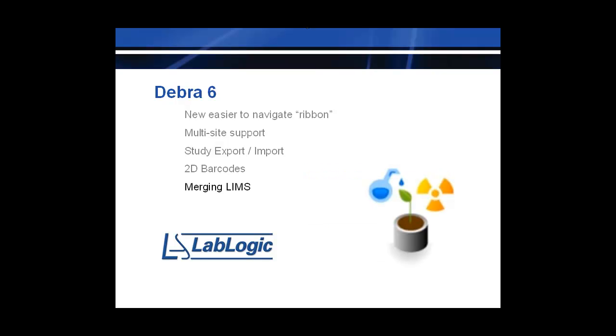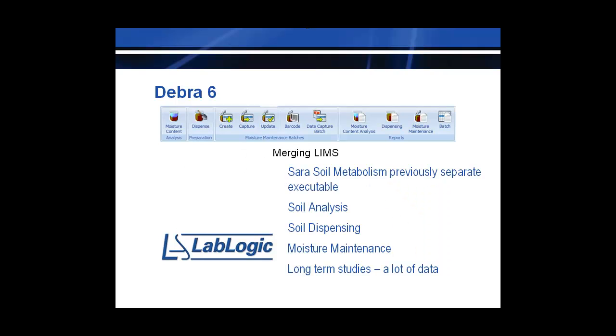Debra 6 merges the functionality of Sarah, our soil metabolism LIMS, into a single application. This is particularly useful for contract laboratories offering both drug and environmental metabolism services. Sarah was previously available as a separate executable and database. However, the onus of having to validate two separate systems hindered the adoption of Sarah, so it is hoped that adding this functionality into the core Debra product will allow more companies to use these features.